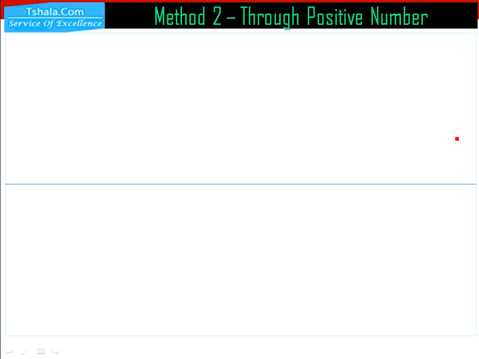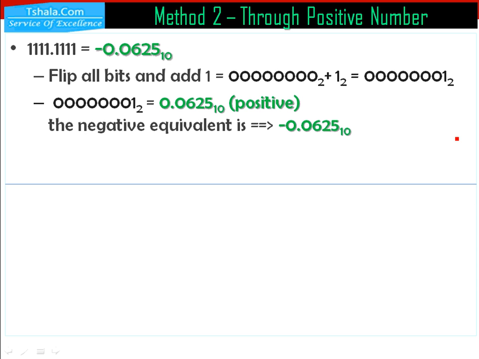The second method is going to show you the conversion, but going through the positive number. Now, when we start with 1111.1111, we are actually sure that since this starts with a 1, it must be a negative number. What we do is we convert it to a positive binary number. We calculate its positive equivalent in decimal, and then from there we work out the final negative in decimal.